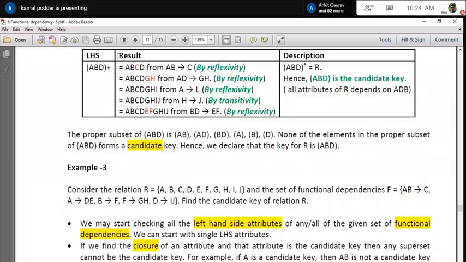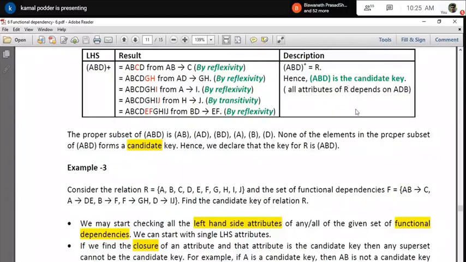Of that particular attribute set. And at the end, you have to check what the result is. Here I got all the attributes of the relation. So naturally I can say the closure of ABD is nothing but the relation itself. Okay, and it means that all the attributes of the relation depend on ABD. What does it mean? That means that it is a candidate key. So that is the reason I am saying that it is a candidate key.